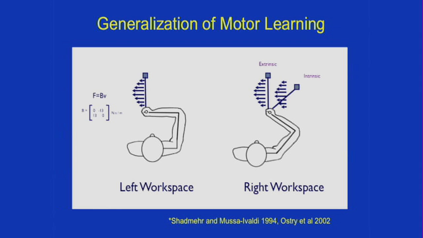So what we did is we then looked at how they generalized what they learned in their left workspace to the right workspace. And we looked at two coordinate systems: a generalization to an extrinsic coordinate system that exactly matched what they were seeing visually in the left workspace. But you could see if you move like that, if I'm moving here and now I'm moving here, my arm coordinates are very different. So we also matched to a coordinate system that matched the intrinsic feedback from proprioception.